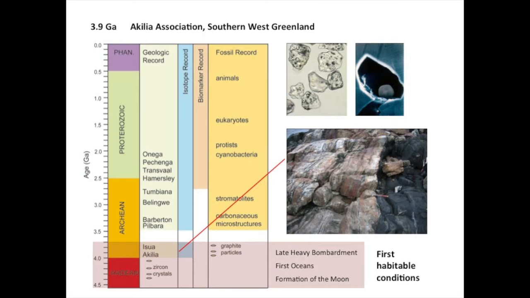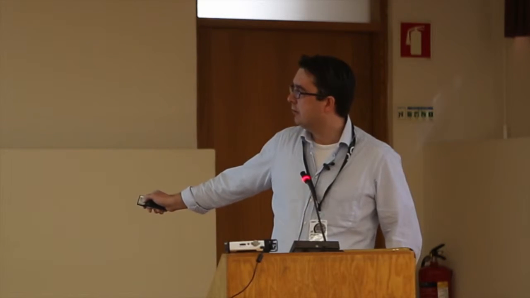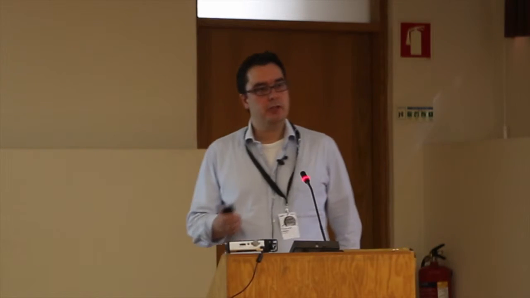And in this rock, people have identified graphite particles inside apatite crystals. This is not mentioned here, but this is Mojzsis et al., 1996, Nature. And it was argued that these graphitic particles are the remnants of microorganisms that have been completely altered. But if you go into the rock and you study these graphite particles, there's a problem.